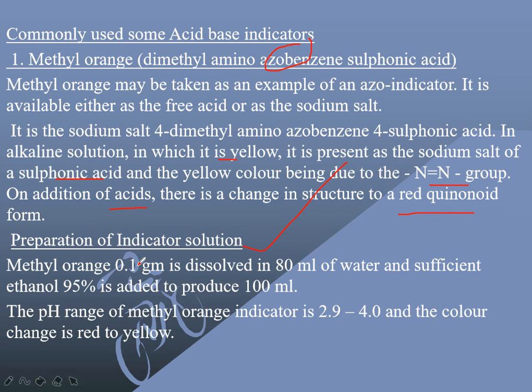Now we can discuss the preparation of the indicator solution of methyl orange. 0.1 gram of methyl orange is taken and dissolved in 80 ml of water. Then we add a sufficient amount of 95% ethanol to produce 100 ml. The pH range of methyl orange indicator is 2.9 to 4. The color change is red to yellow.